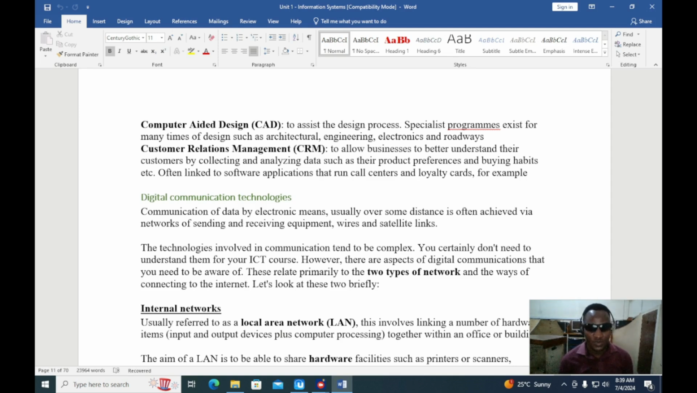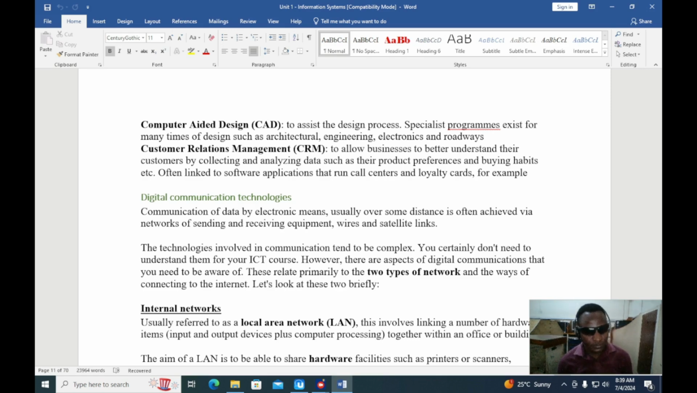We also have customer relationship management, which is CRM, that allows our businesses to get a better understanding of the customers by making sure that we are collecting data and analyzing data, such as the preferences of products and also their buying habits. So often we link the customer relationship management to software applications that are going to run some call centers and loyalty cards. Now, let us look at the digital communication technologies.